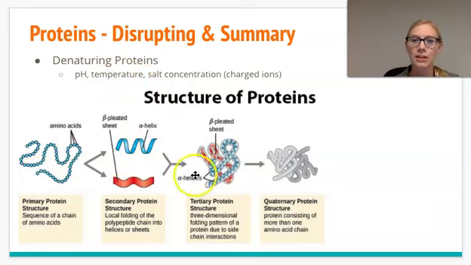So this is a nice picture to walk you through. The primary structure is just the amino acid sequence. Secondary structure is the folding of the polypeptide chain into beta sheets or alpha helixes. Tertiary structure is the 3D folding of those based on the R groups. And then if you have multiple polypeptide chains, that's your quaternary structure, how they interact together.